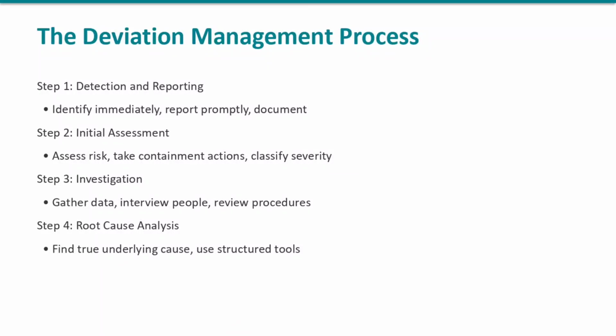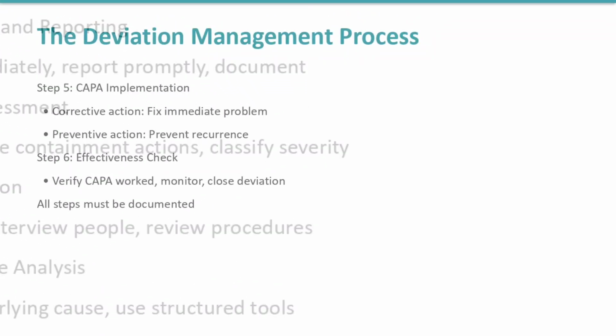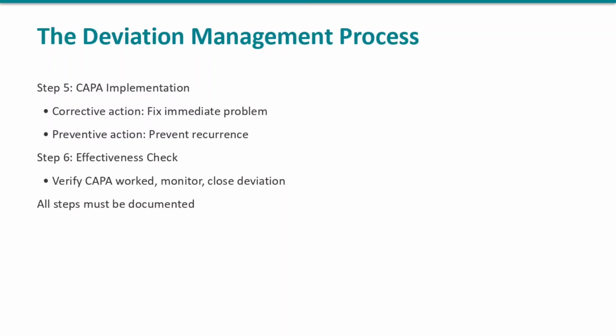Step 4 is root cause analysis. Find the true underlying cause, don't stop at the obvious symptom, and use structured tools like 5 Whys or Fishbone. Step 5 is CAPA implementation. Corrective action fixes the immediate problem. Preventive action prevents recurrence. Set timelines and responsibilities. Step 6 is effectiveness check. Verify that CAPA worked, monitor to ensure problem doesn't return, and close the deviation formally. All steps must be documented.